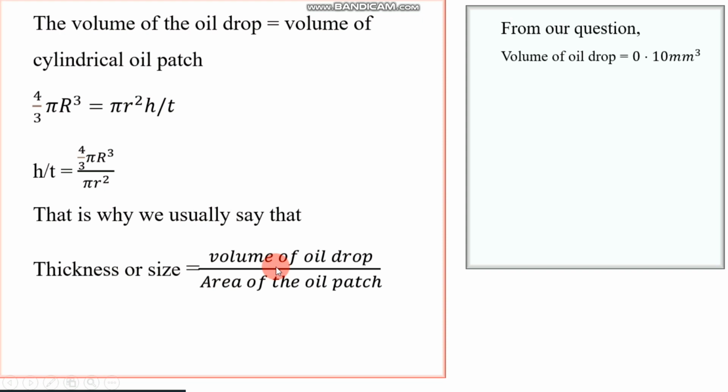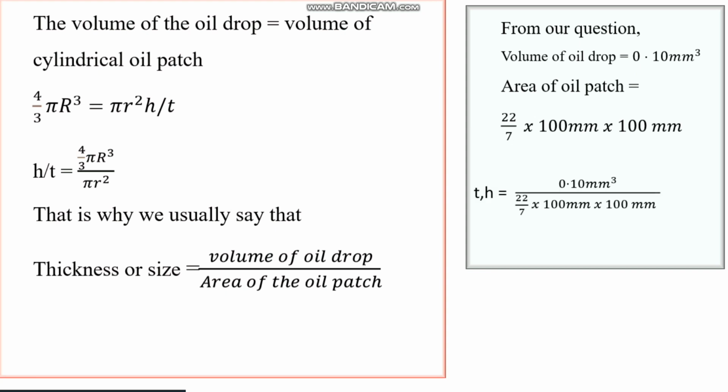From our question, we know that the volume of the oil drop is 0.10 cubic millimeters, and we can calculate the area of the oil film. Remember, we are given the radius to be 10 centimeters, but we must keep the units the same. The simplest way is to convert the radius of the circle to millimeters, and that is 100 millimeters. The area of that circle will be given by pi r squared, that is 22 divided by 7 times 100 millimeters times 100 millimeters.